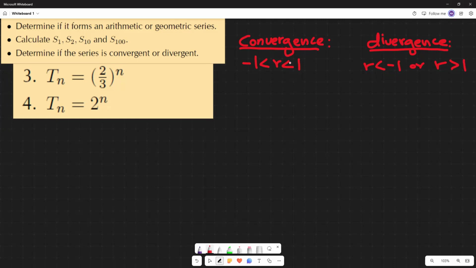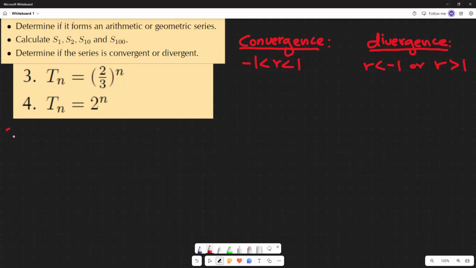Perfect. If it's in a fraction A over B, the numerator must always be smaller than the denominator. Then you're going to have convergence. Any other thing will be divergence. If R is less than -1 or R is bigger than 1, you're going to have divergence. Okay, so we can answer the questions now.